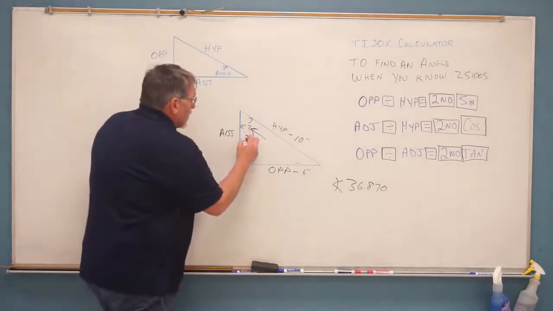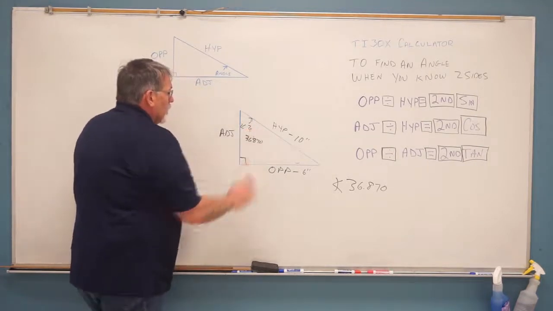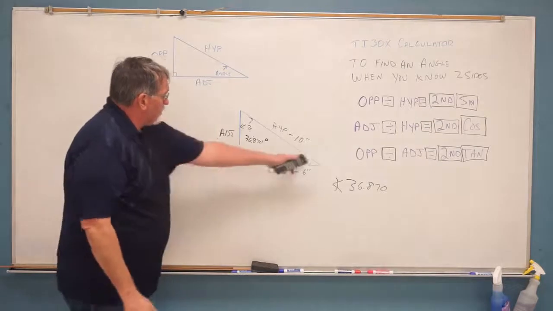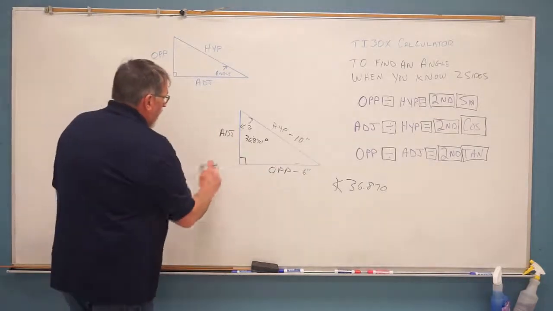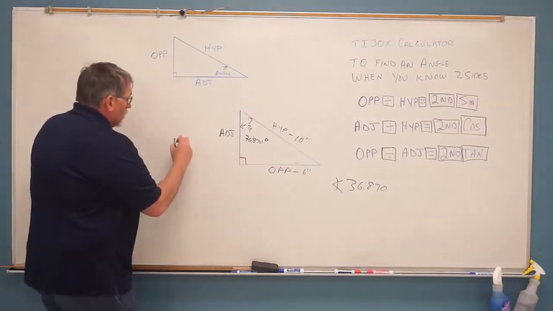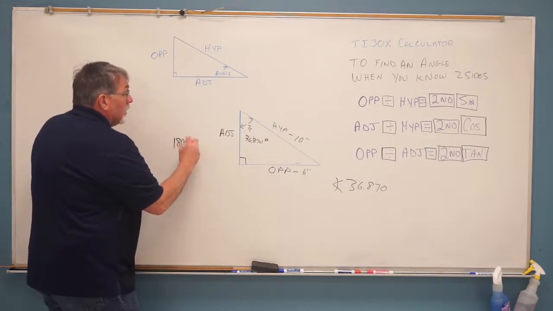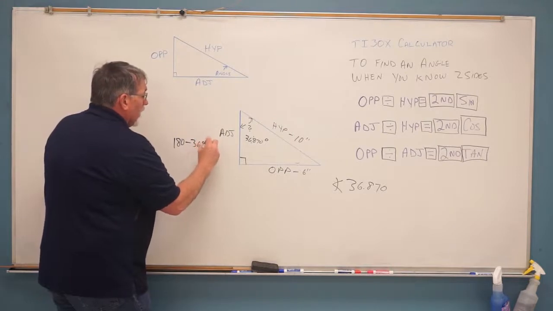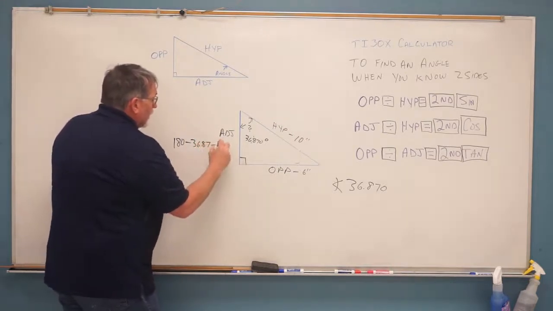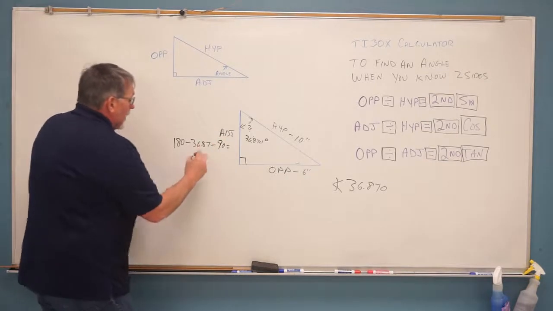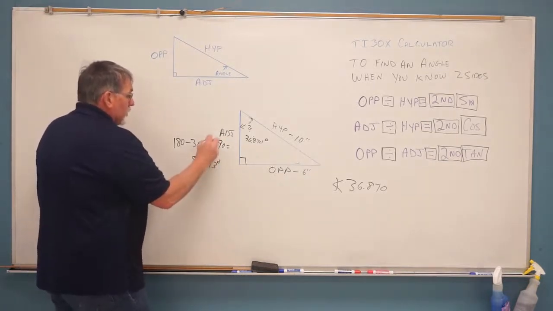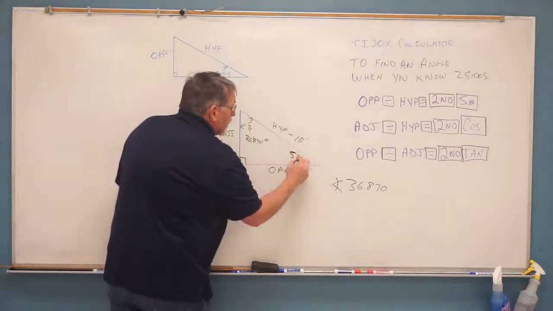So if I know this is 36.87 degrees, we can also solve this for this other angle, right? Because we know all angles in a triangle equal 180. So 180 minus 36.87 minus our 90 degrees here, that's going to equal 53.13 degrees for this side.